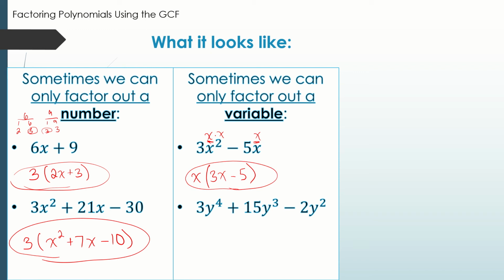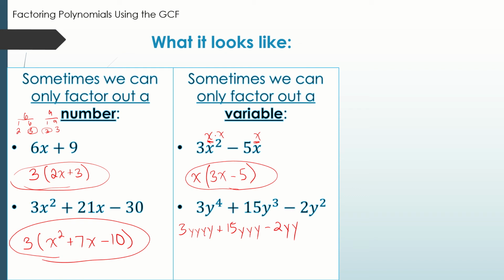Let's look at this one. If it helps you to write your variables out, you may absolutely do that. So 3 and then y to the fourth is like I have 4 y's, plus 15 and 3 y's, minus 2 with 2 y's. Remember, the exponent is telling me how many y's I have. So 3, 15, and 2, they have no factors in common other than 1, and 1 is not going to help us, so we're not going to take that out.